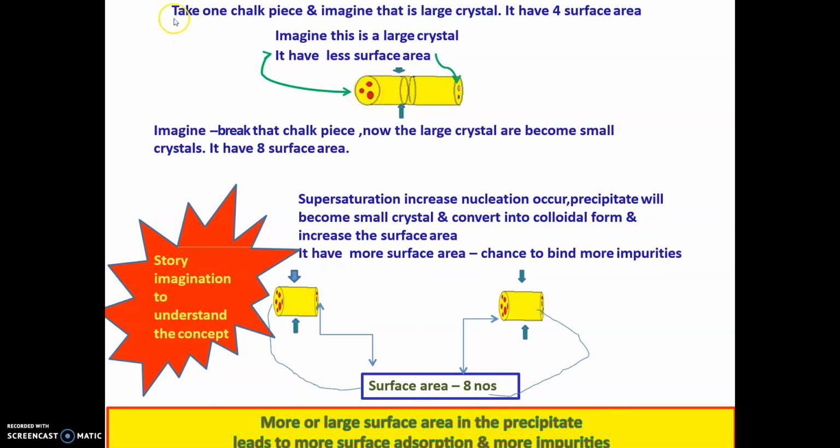So this is the analogy for surface adsorption. Let's say you take one piece of chalk and imagine it is a large crystal. For the large crystal, you only have four surface areas. Then imagine you break this chalk piece into two. Now the large crystal has become small pieces and has eight surface areas. So when supersaturation increases, nucleation occurs, and the precipitate becomes small crystals, converts into colloid form and increases the surface area. If it has more surface area, the chance to bind more impurities is much higher. You need to imagine it, to understand the concept that small particles have large surface area.